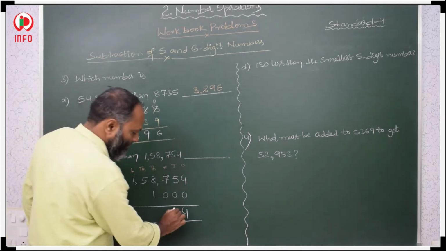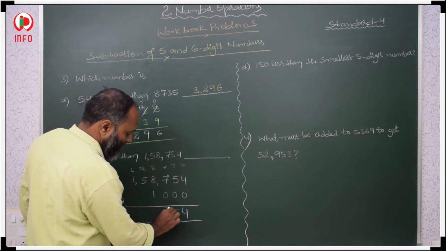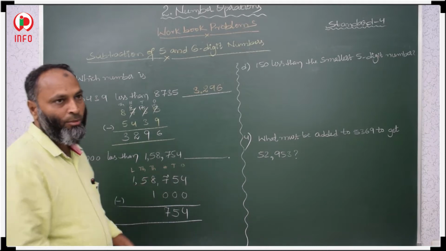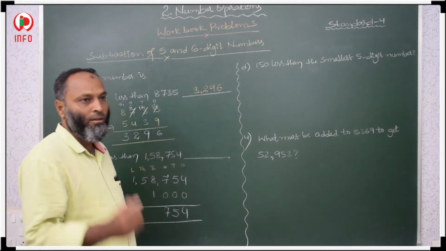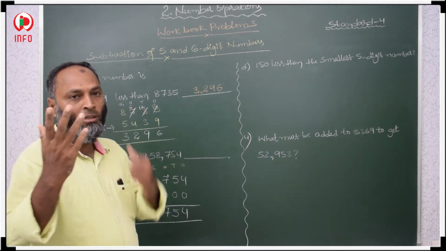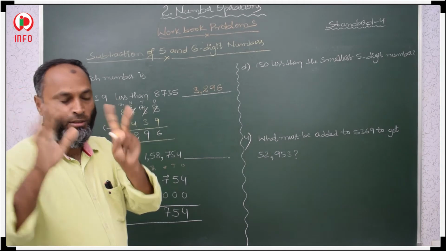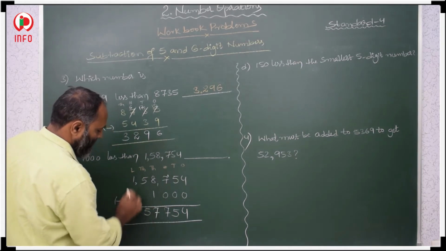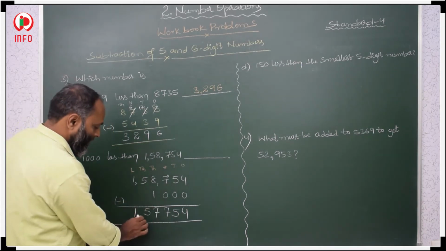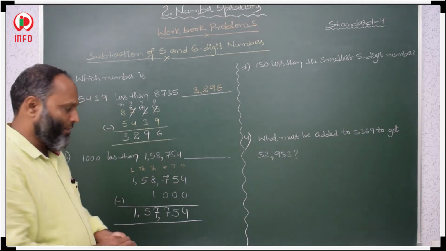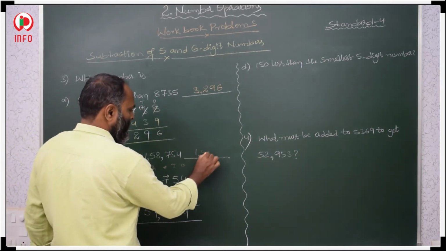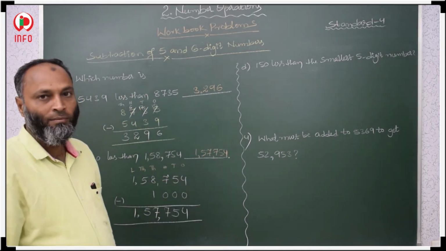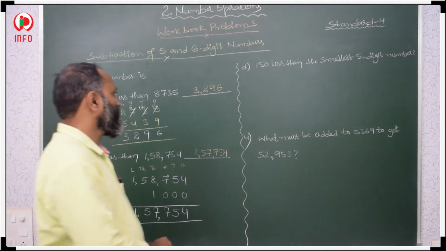5 minus 0 is 5. Then 7 minus 0 is 7. 8 minus 1. 8 is bigger, no need to take borrow. So we have to count from 1 to 8. 2, 3, 4, 5, 6, 7, 8. Total how much? 7. And in this column 5 is there, 5 as it is. In this column 1 is there, 1. 1,57,754. This number we will get. Next, the next question.